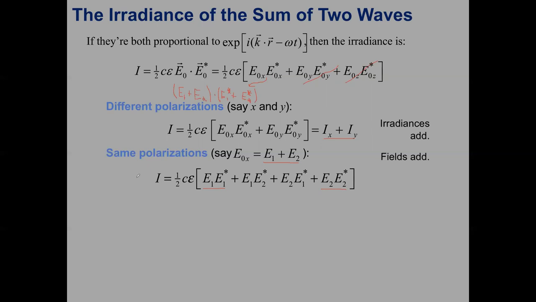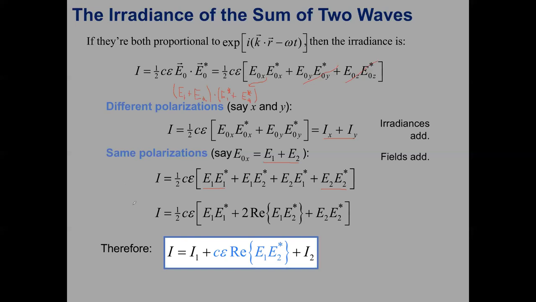This term here can be simplified using some algebra of complex numbers, and I'm going to do that on the next line. So this thing here is equal to 2 times the real part of E1 times E2 complex conjugate. And now we see the difference from last time. Here, the first term, E1 E1 star, is our total intensity of light wave 1. E2 E2 star is our total intensity of light wave or laser beam 2.